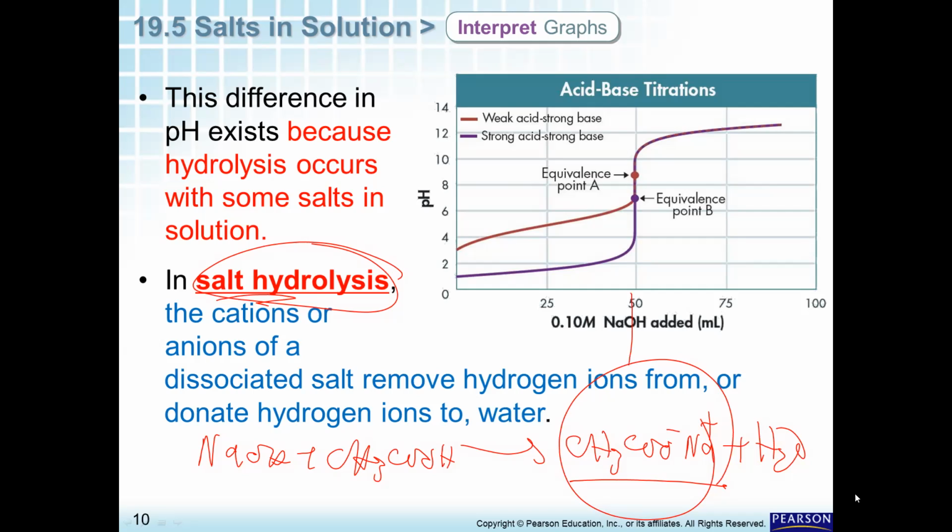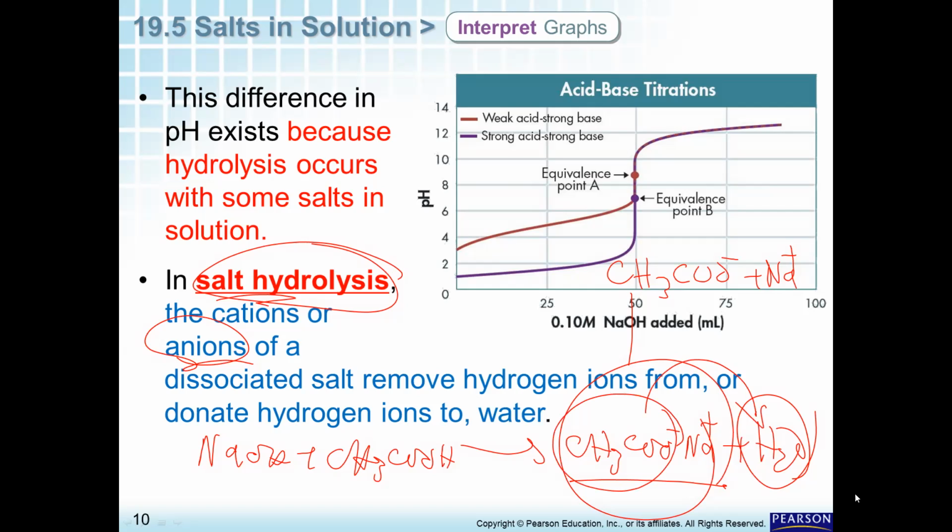So this salt, as a matter of fact, will be existing as the anion, which is the ethanoate, and the sodium ion. One of them is going to react with the water in order to hydrolyze it. Either the cation or the anion, in this case the anion of the dissociated salt, has to remove a hydrogen ion from something or donate a hydrogen to something. In this case, it is the water that is available. So what will happen is that the ethanoate is going to react with the water to grab a hydrogen.